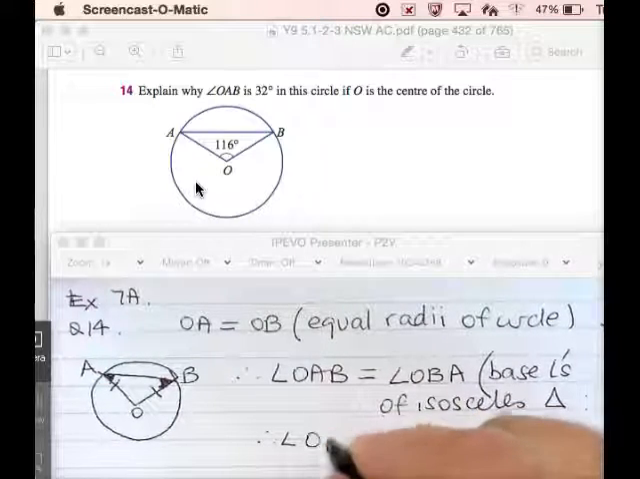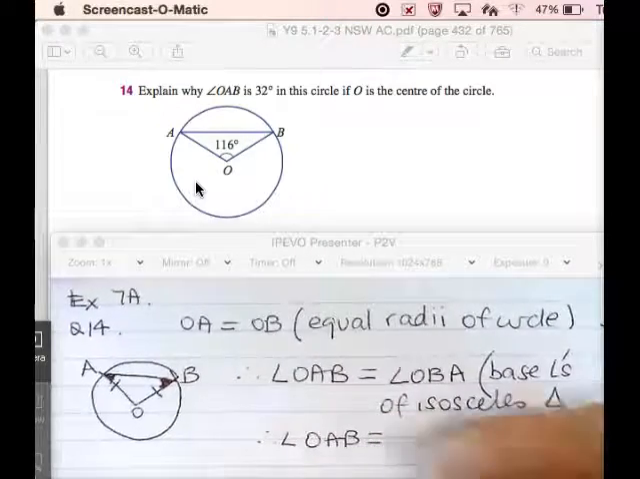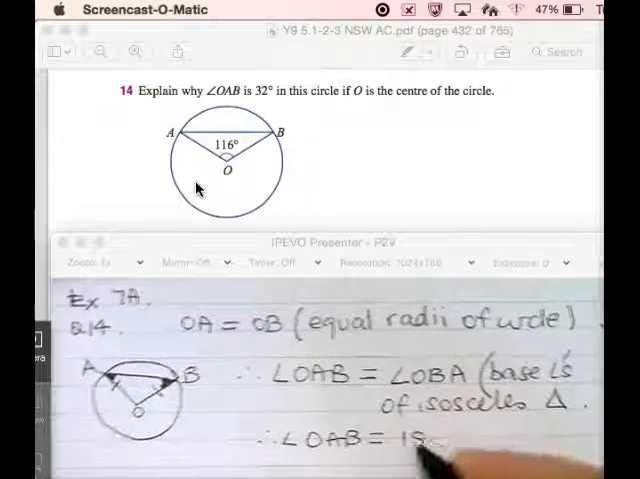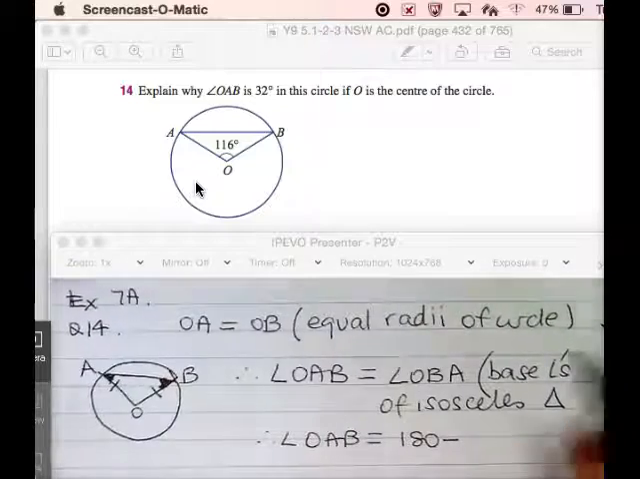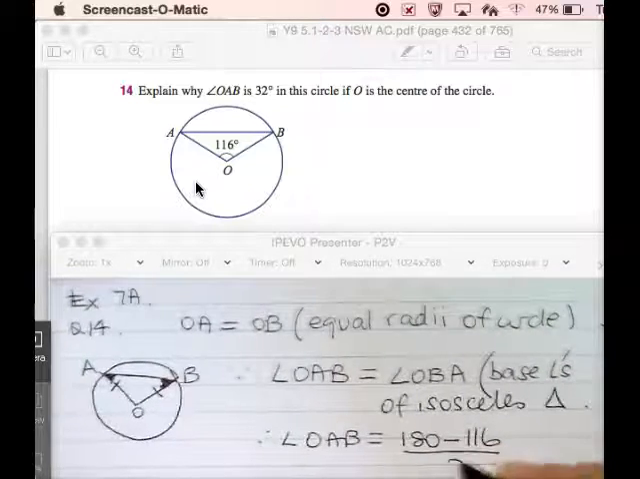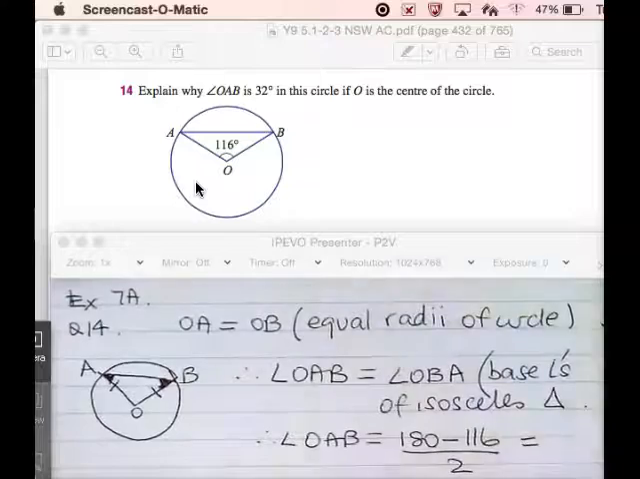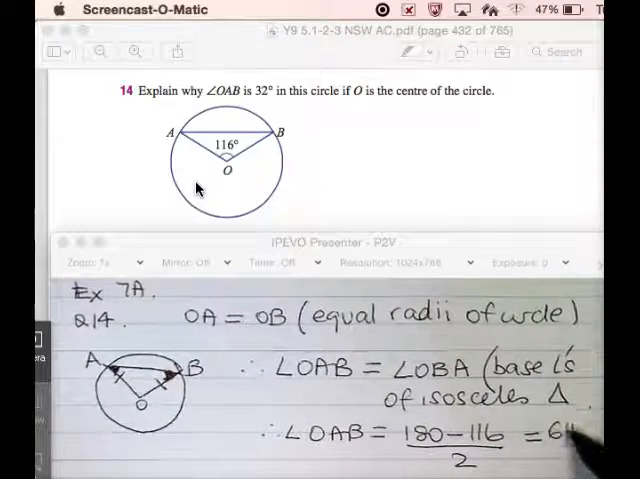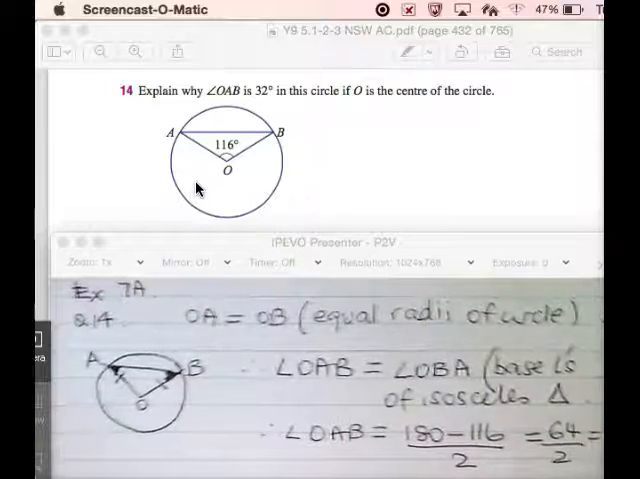angle OAB, how do you work it out? Don't you go 180 minus 116 divided by 2? Good. Which is 64 on 2, which is 32.